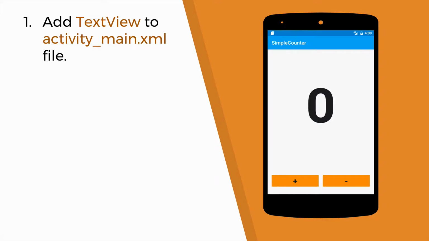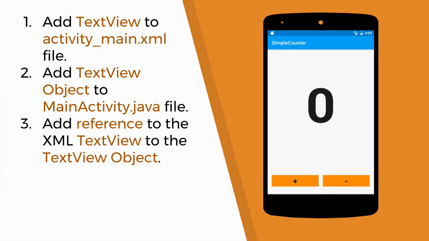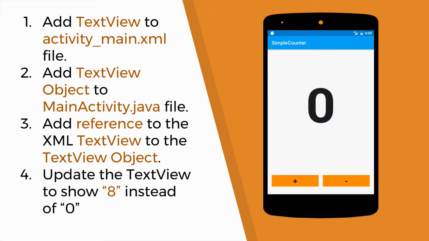I have broken down this process into 4 simple steps. Follow these steps and you learn how to add a text view to the app. First, we enumerate all the steps here, then we go through them one by one and implement them in Android Studio. The steps are: first, add TextView to activity main.xml file. Then, second step, add TextView object to main activity.java file. Third step, add reference to the XML TextView attribute to the TextView object. Fourth step, update the TextView to show 8 instead of 0.